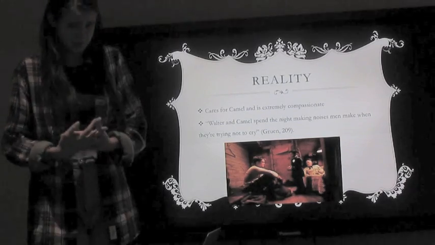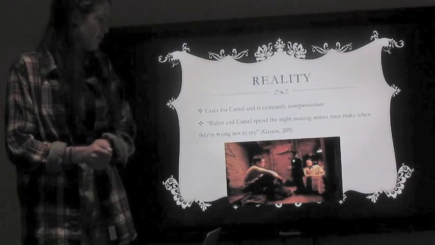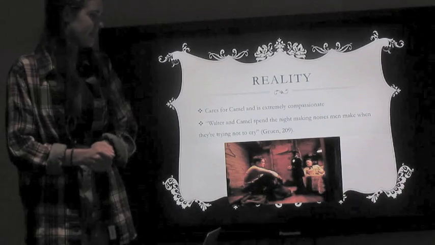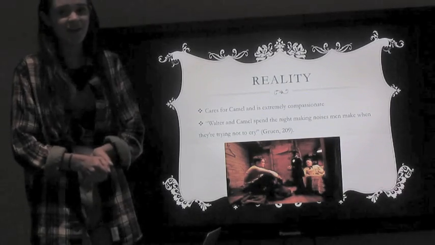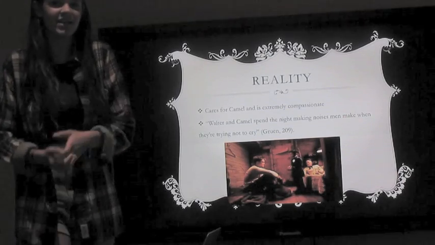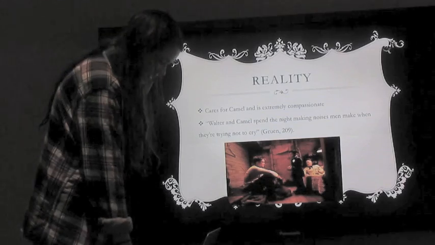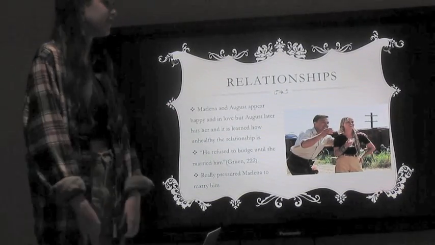Also, he has a small dog that he really cares for, and in the novel, Jacob says that Walter and Camel spend the night making noises men make when they're trying not to cry. So Walter thinks he's lost his dog, and he loves that dog so much that he's up all night crying about it. So it just shows how loving he is.